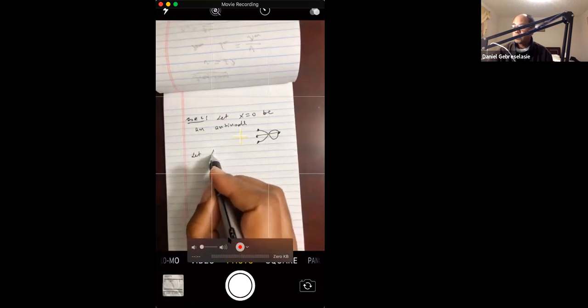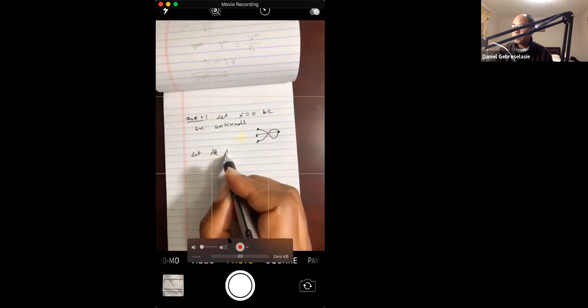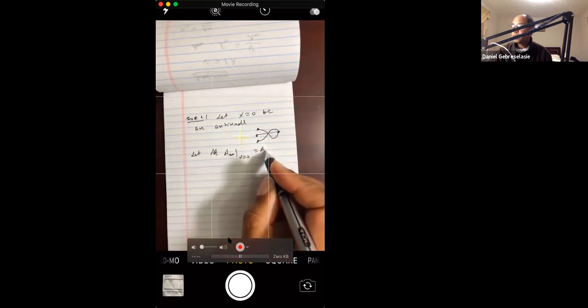Let x equals 0 be an antinode. That is, we're saying let x equals 0 be an antinode, okay? The maximum value. That's what we're saying. All right, so let's work out this condition.